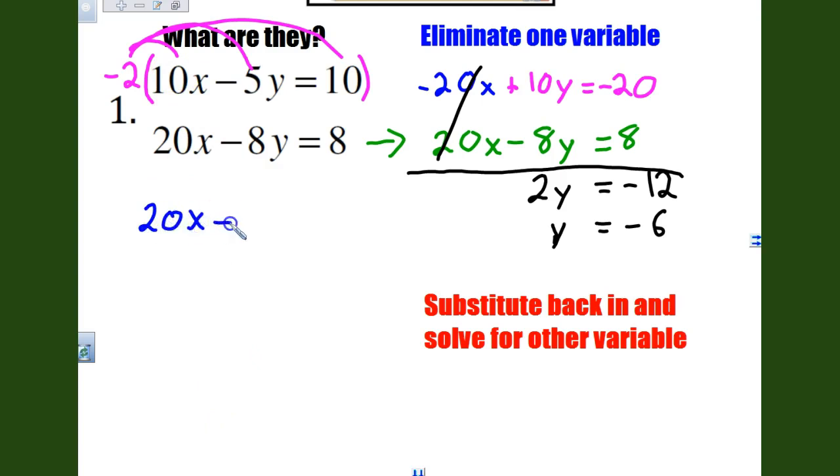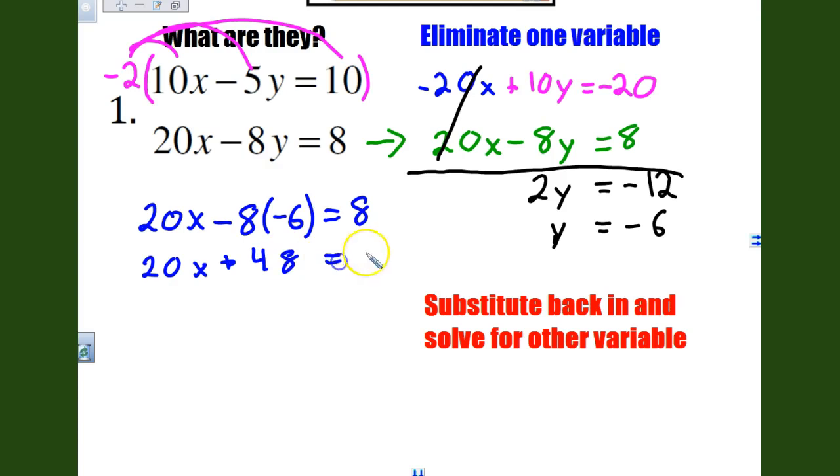20 times what minus 8 times negative 6. Because the y equals negative 6 equals 8. And just do your arithmetic correctly and carefully. Avoid any small errors. Like that. There we go. Equals 8. Subtract 48 on both sides. And divide both sides by 20. Get your negative 2.